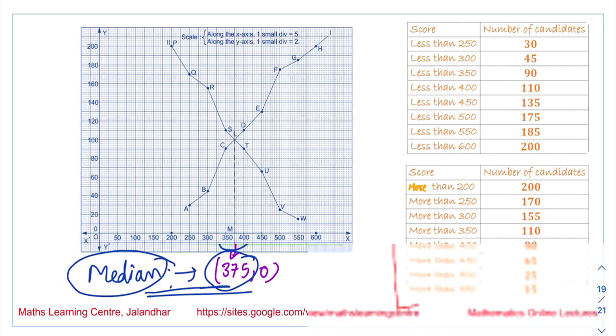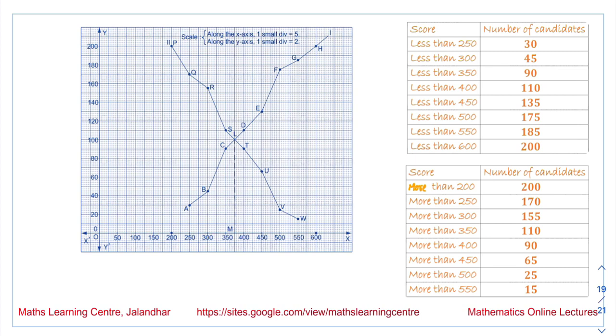The scale we are using over here: along the x-axis one small division is equal to 5, and on the y-axis one small division is equal to 2. So these are the values shown over here. Along the x-axis, these are the values we have marked: 50, 100, 150, 200, 250. Along the y-axis we have marked these values over here: 0, 20, 40, 60, 80. All these values we have marked over here.